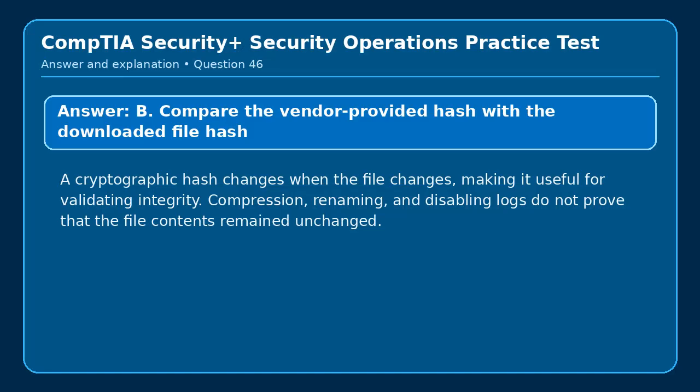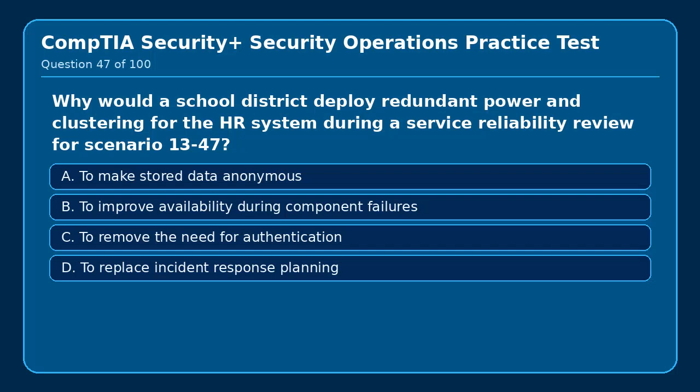Question 48. When a logistics company needs proof that an administrator approved a critical change, which mechanism is strongest while updating the runbook for scenario 13 to 48? A. A shared administrator password. B. A deleted change ticket. C. A verbal approval with no record. D. A digitally signed approval record. Take a moment to choose your answer.